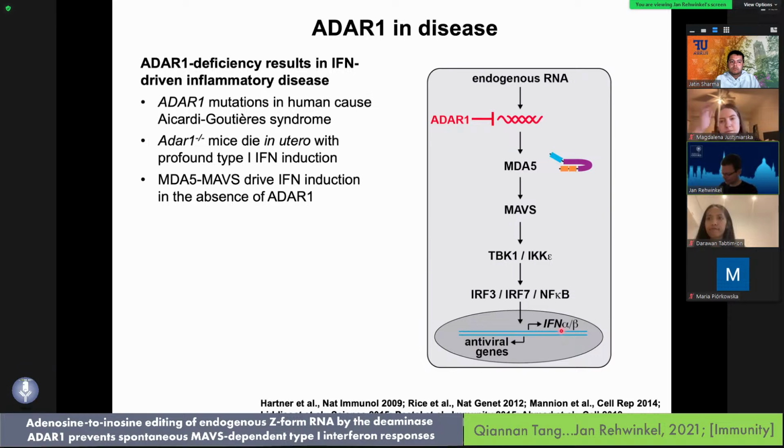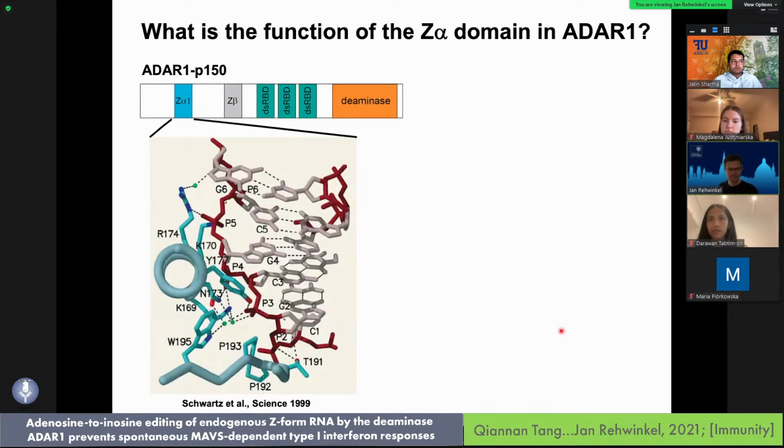So this was all quite well established, but the field had paid much less attention to how the RNAs are selected by ADAR1 for editing. The protein has multiple domains that recognize nucleic acids. It's got these double-stranded RNA binding domains here, but the long isoform of ADAR1 also has the Z-alpha domain that I introduced a few minutes ago. Because we were quite interested in those Z nucleic acids, we decided to investigate the role of the Z-alpha domain in ADAR1 in spontaneous interferon production and autoimmunity.